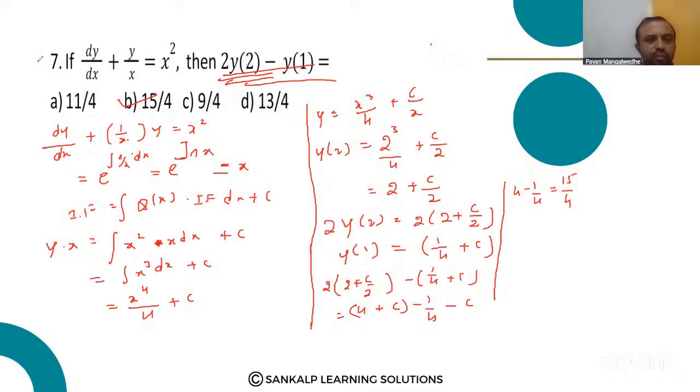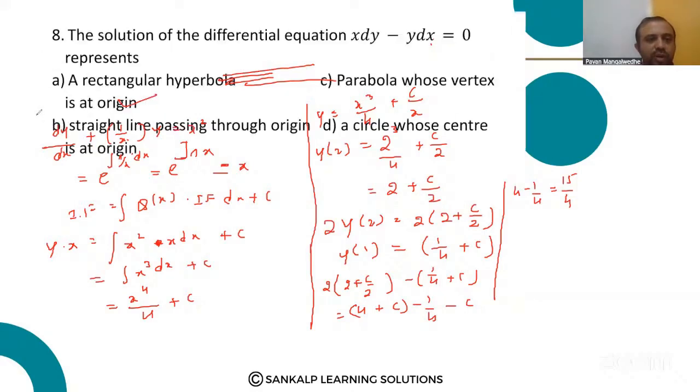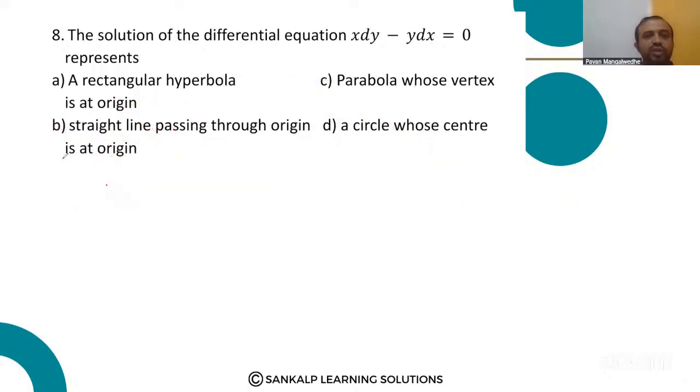Next one, question number 8. The solution of the differential equation x dy minus y dx is equal to 0 represents what? Option A, a rectangular hyperbola. Option B, a straight line passing through origin. Option C, a parabola whose vertex. And option D, a circle whose center. So just try to analyze and give the answer for this.